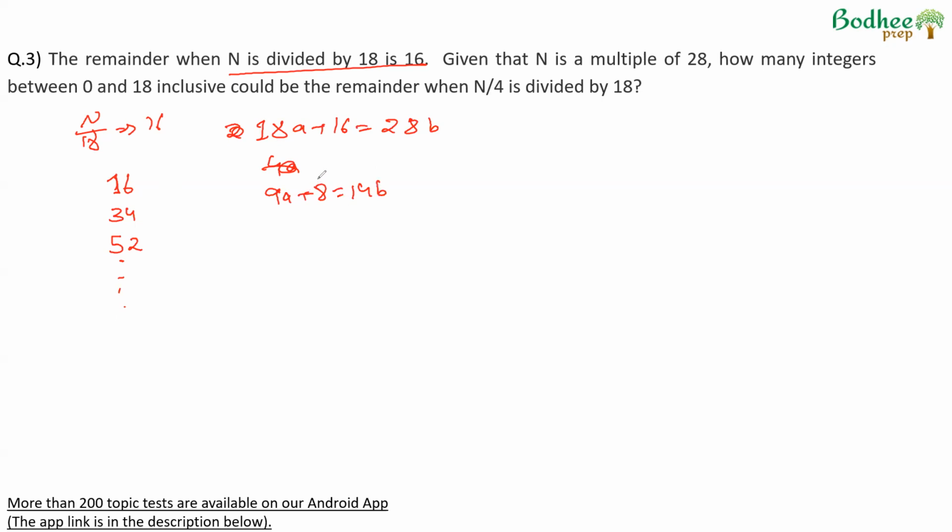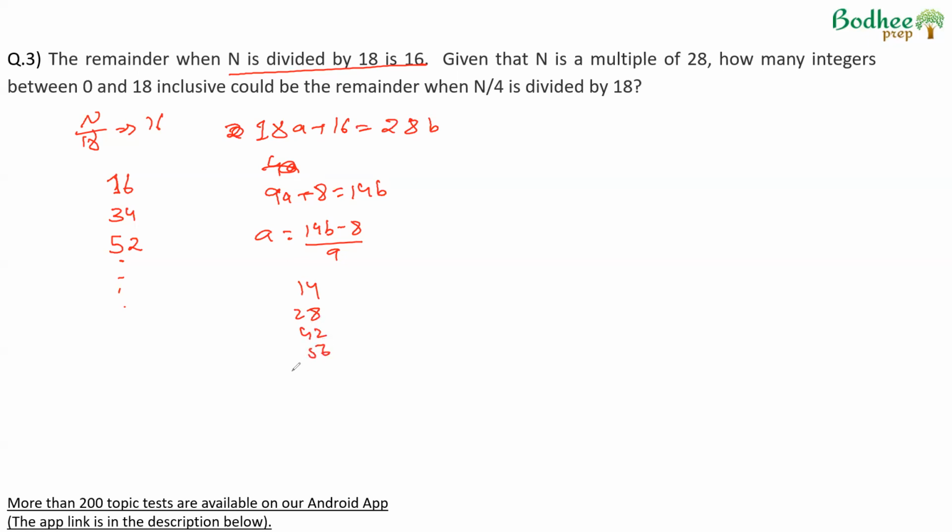Now from here we can try to find out the solution for a and b, because 9 and 14 are smaller numbers as compared to the other numbers. So basically a will be 14b minus 8 by 9. Looking at the table of 14: 14, 28, 42, 56.